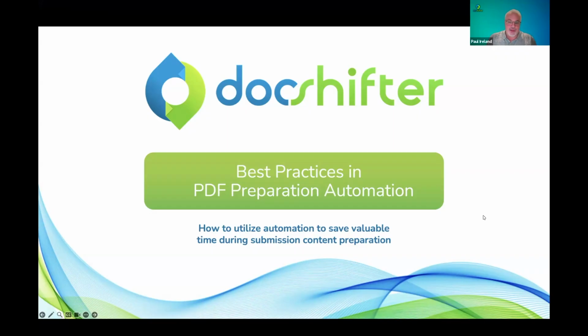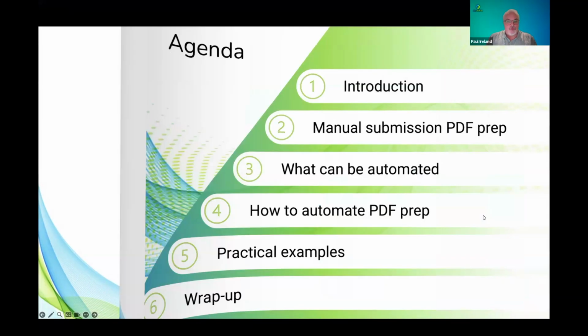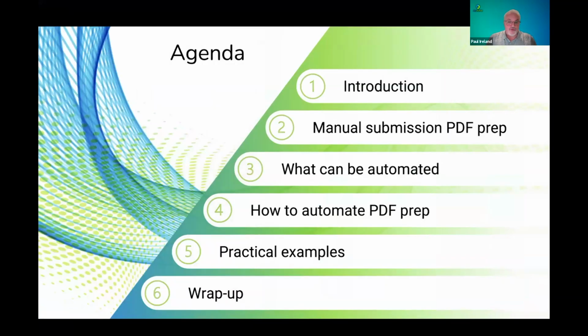So with that, I'll just explain a little bit what we're going to go through, a quick intro in terms of what the problems are, look at some of the manual submission PDF preparation steps you may be going through today, some of the tools that you're using, how you might achieve that. I'll keep that quite brief. Kind of focus a little bit more on what exactly can be automated. What are some of those things that you're doing potentially manually today that can be automated, and then how you can actually automate them as well. I will provide some practical examples as well at the end.